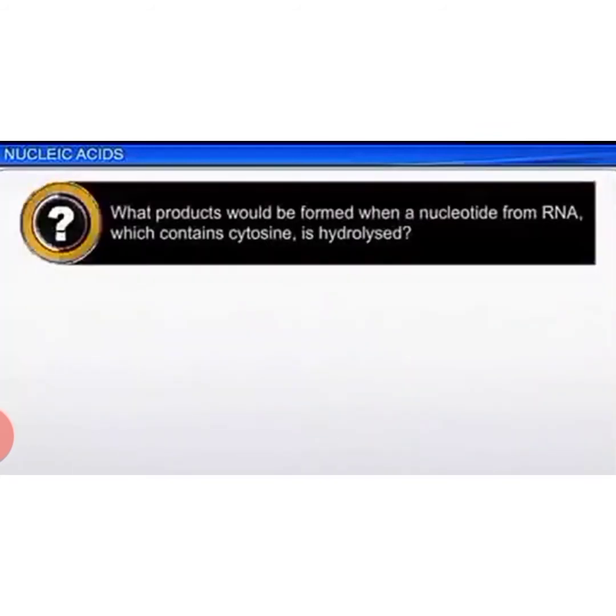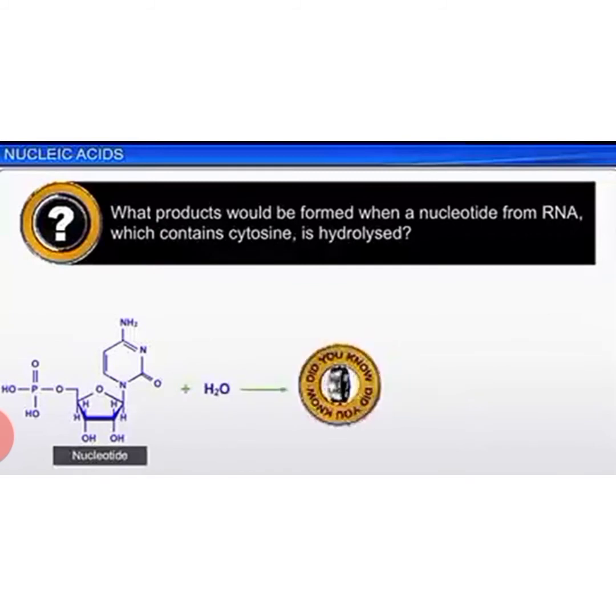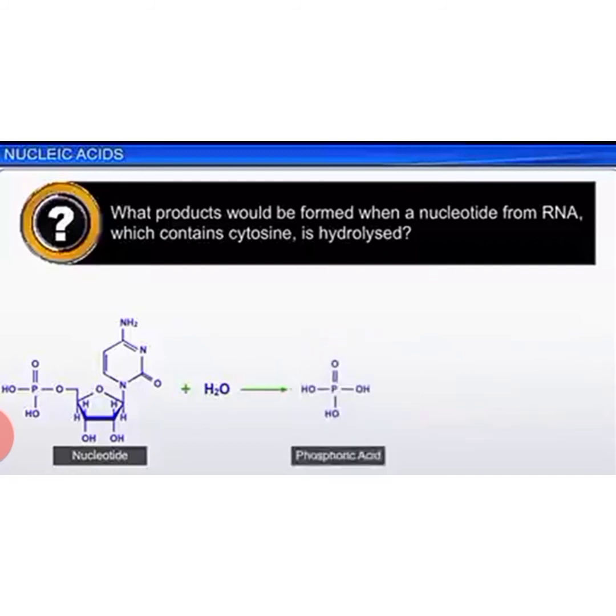Try to answer this question on your own before checking the answer. What products would be formed when a nucleotide from RNA, which contains cytosine, is hydrolyzed? Start with the correct nucleotide structure. Hydrolysis of this nucleotide would produce phosphoric acid, beta-D-ribose, and cytosine.